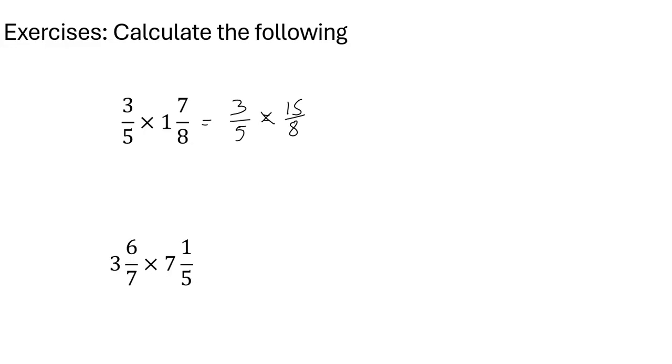Now again, I can simplify diagonally if I notice. So I could take the 5 and make that a 1, and the 15 and make that a 3. And what I'd end up with is 9 over 8. Or, if I turn it back into mixed number format, 1 1/8. Again, if I didn't notice the simplification at this step and I just went 3 times 15 over 5 times 8 and then simplified, I'd still be fine. I'd still get the same solution. I just have to make sure I simplify it at the end.